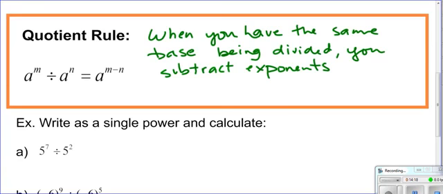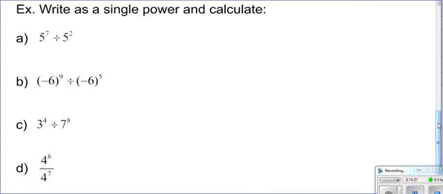Okay, so taking a look at these examples. 5 to the power of 7 divided by 5 to the power of 2. In both cases, the base is a positive 5. They're separated by division, so I'm going to subtract the exponents. If this seems a bit weird to you, I want you to stick with doing the cancel out method, if that helps you see it a little better. And so we end up with 5 to the power of 5.